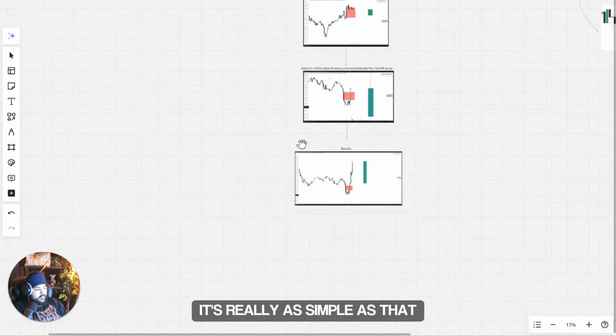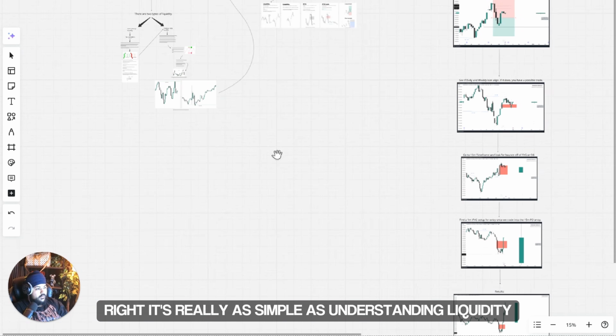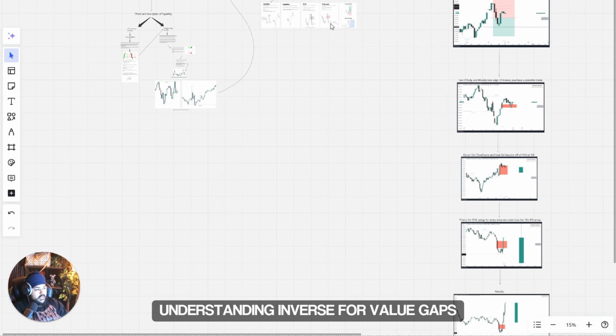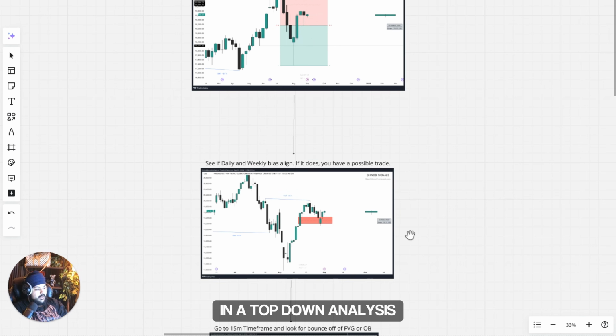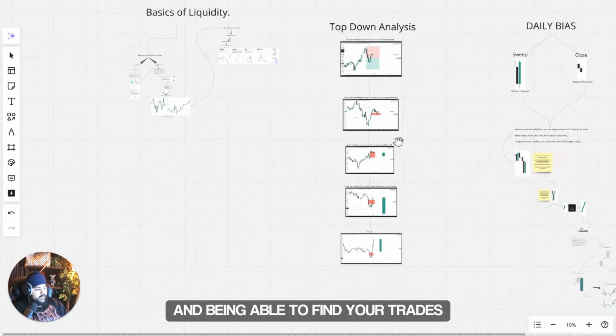It's really as simple as that, right? It's really as simple as understanding liquidity, understanding inverse fair value gaps, tying it all together with our daily bias in a top-down analysis, and being able to find your trades.